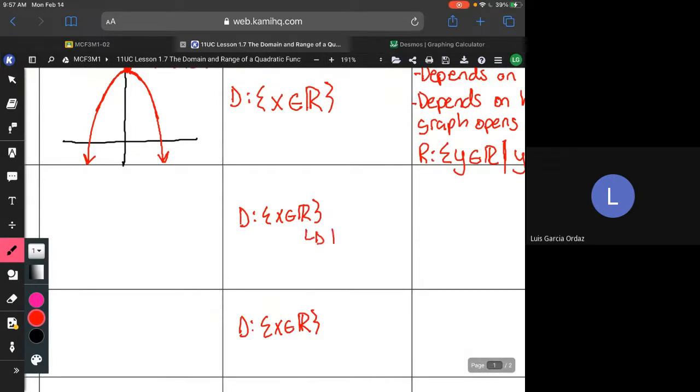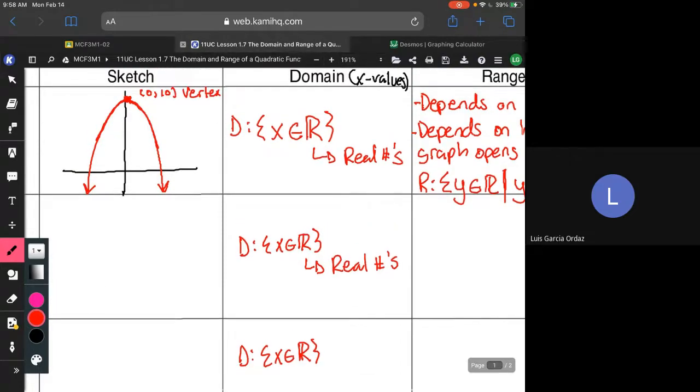So R means real numbers. Remember, R means real numbers, so don't get freaked out. Okay, so we'll do another example with the next one. Then you get to see why the domain is always x ∈ ℝ and why your range depends on the way your graph opens and the vertex.